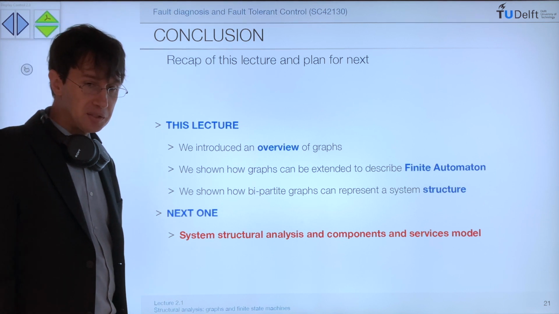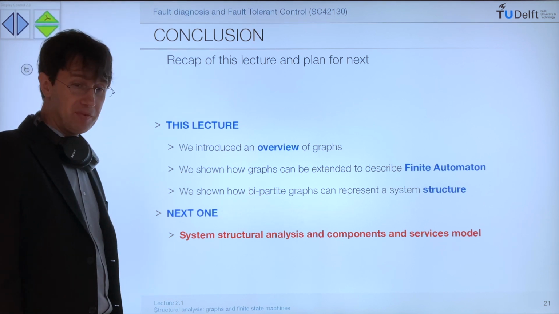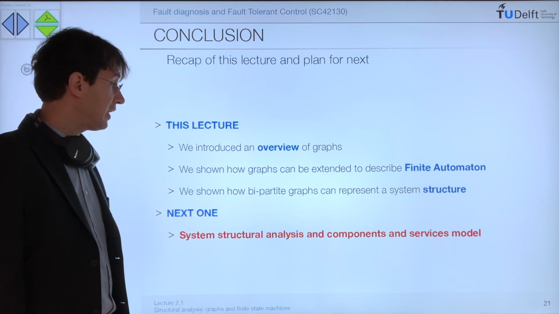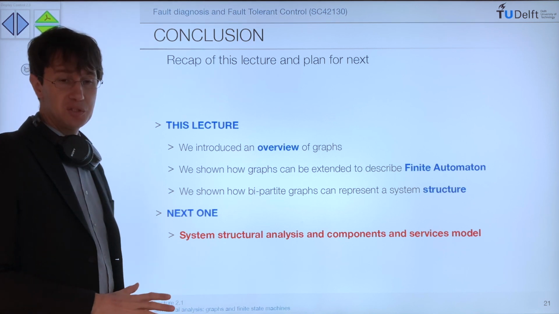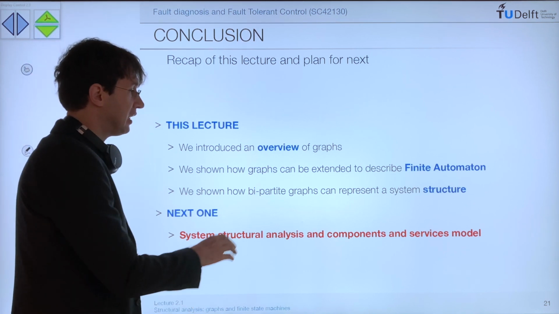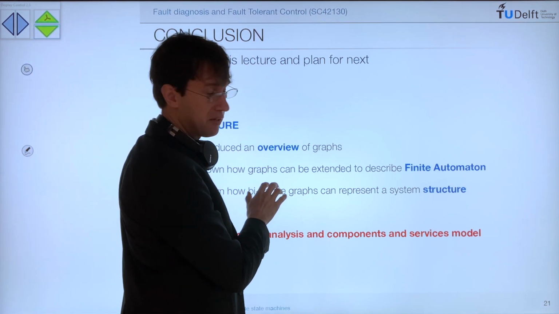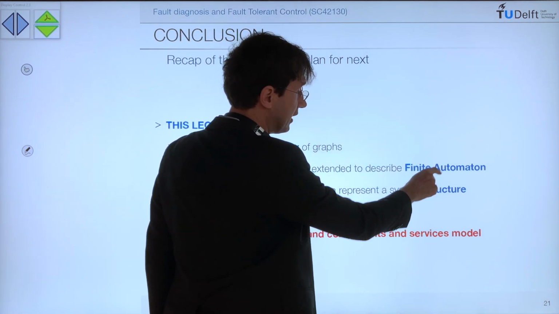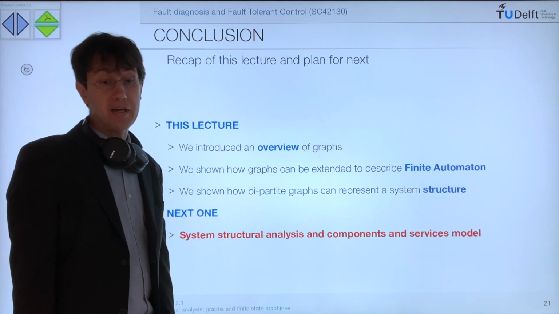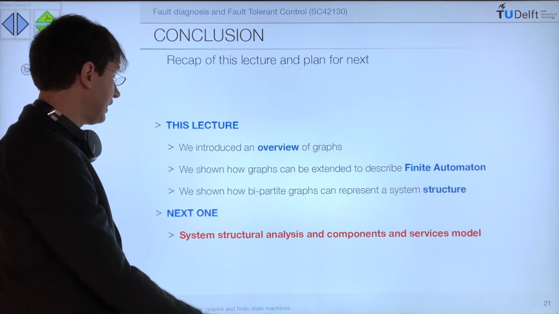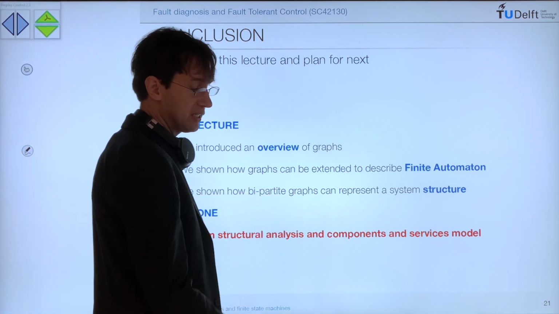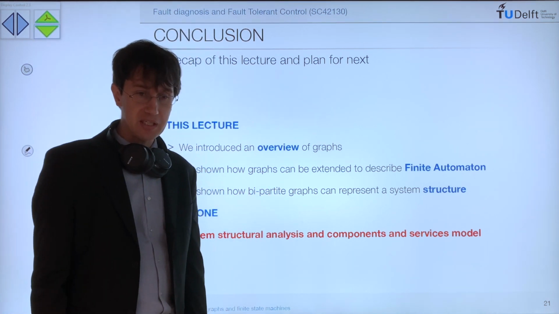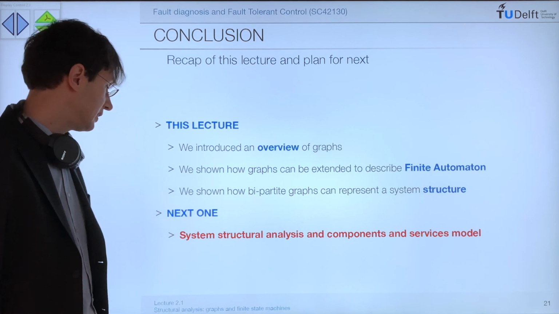So in this lecture, we provided some overview of graphs, and in particular, two kinds of graphs. One are the state transition graphs that describe a finite automaton or a finite state machine. And then we described the bipartite graphs and how they can be used to describe the structure of a system.